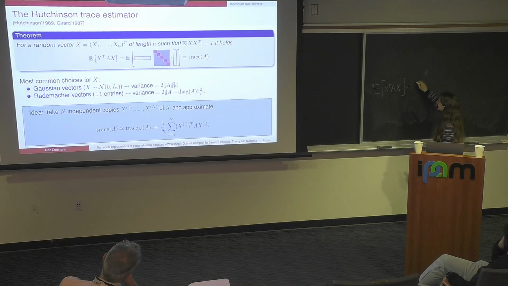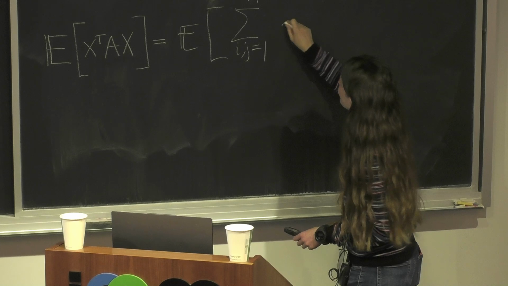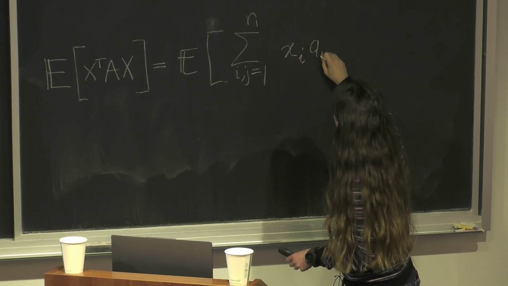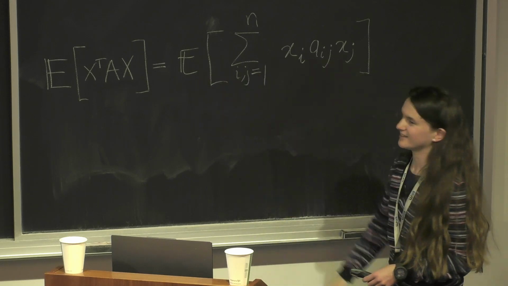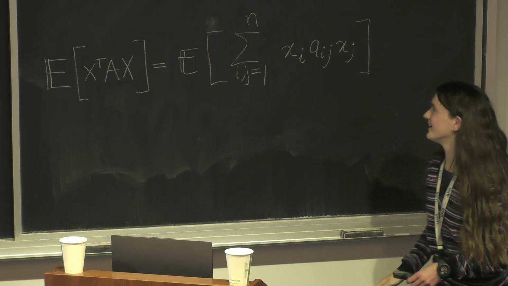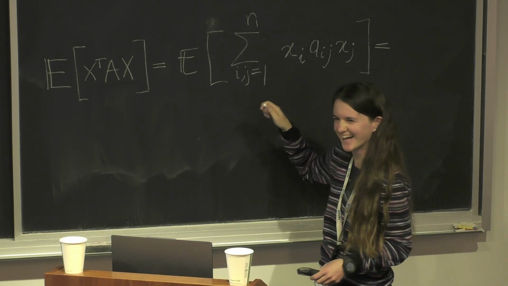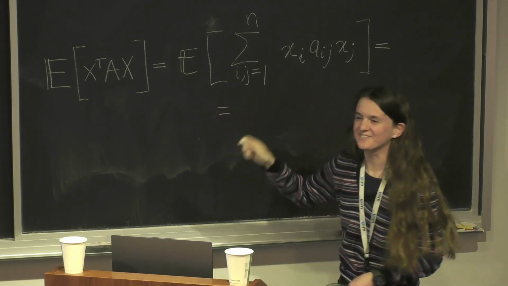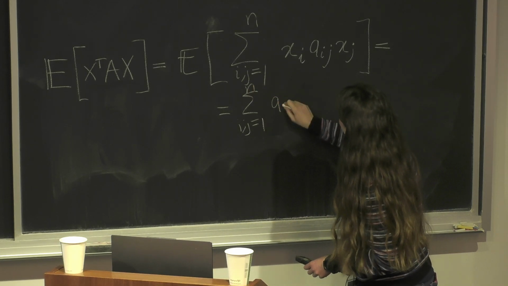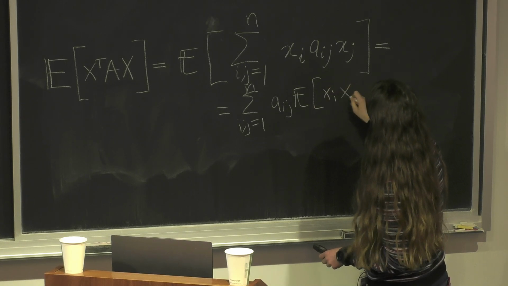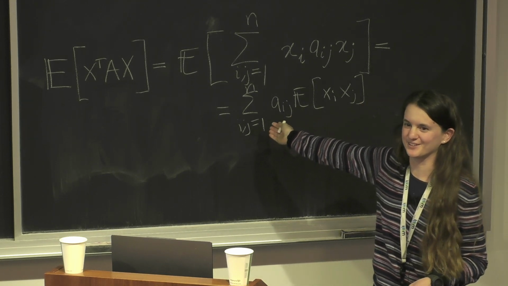I'll write it out. So this is the expected value of the sum over i and j that goes from 1 to n, the size of the matrix, of x_i A_ij x_j. Now by the bilinearity of the expectation, you can put the sum outside, and now you get A_ij times the expectation of x_i x_j. And this is 1 if and only if i is equal to j, so the only terms that survive are the ones from the trace of A. It's like a one-line proof, okay?